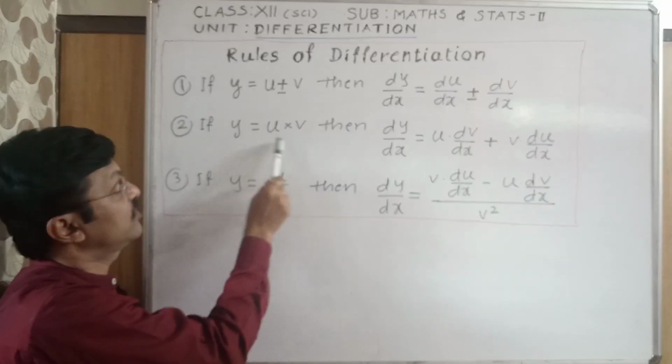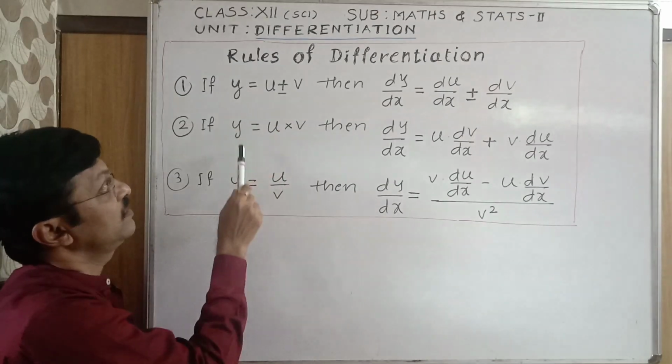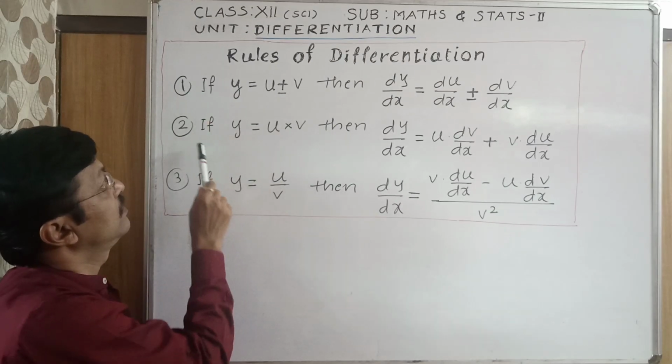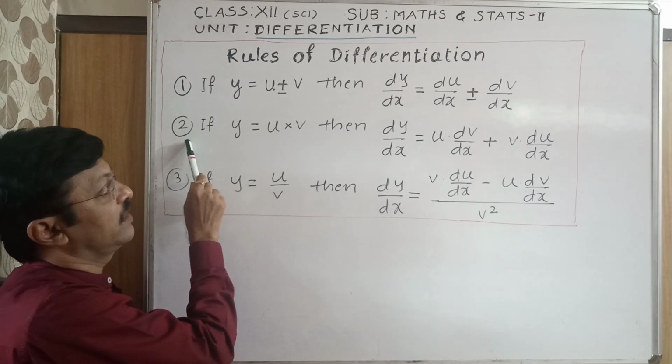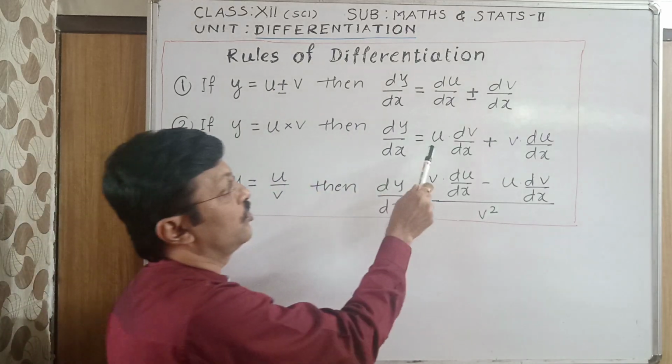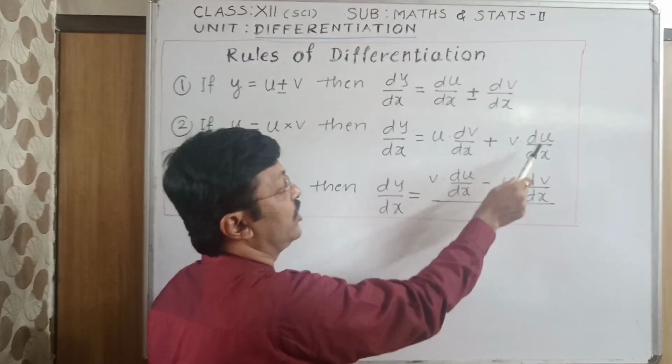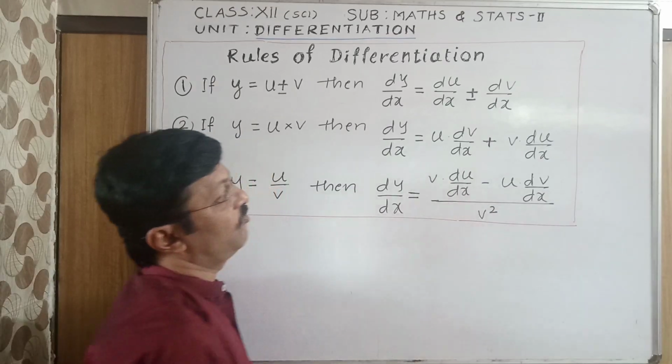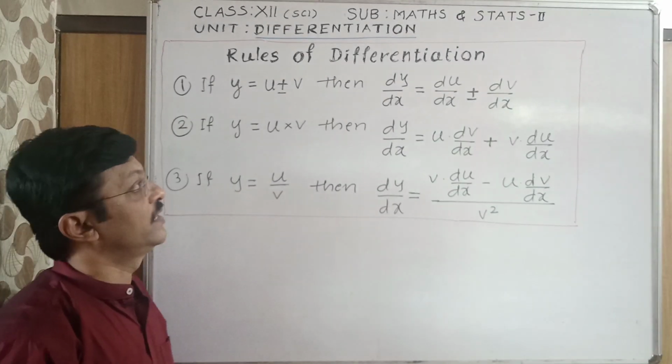Third rule is actually written as 2 because 2 rules are written in one line here. So I shall call it the second rule. If y is equal to u into v, then dy by dx is equal to u into dv by dx plus v into du by dx. Read it carefully, you know this, but remember it properly.